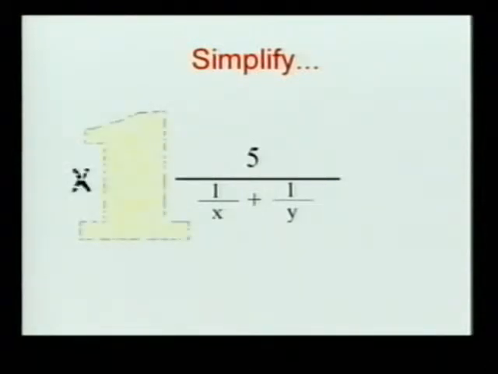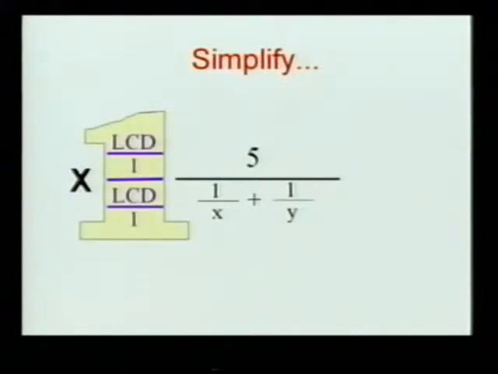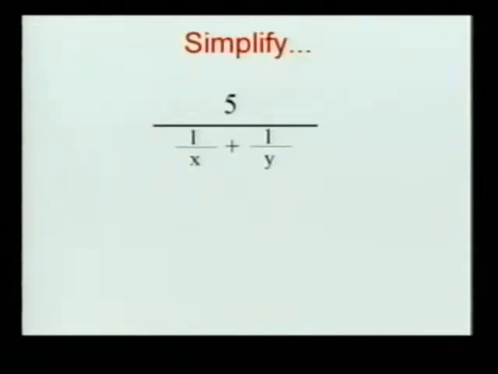Well, I noticed that it had a top and a bottom, and whenever I have something with a top and bottom, and the top and bottom's the same, I've got my buddy 1. What's going to be in the top and bottom this time? Guess what? LCD. That's what's going to be in the top and bottom, thereby making your buddy 1, and thereby making this legal. You multiply the whole top and the whole bottom. And let's see what happens.